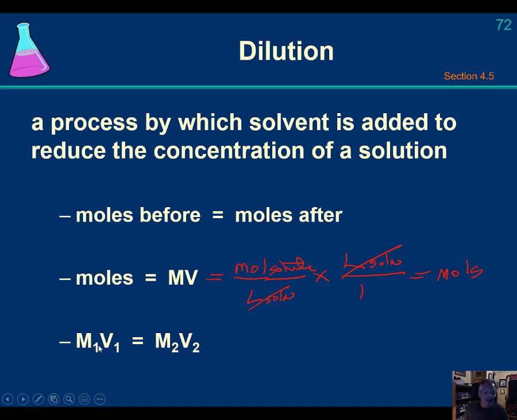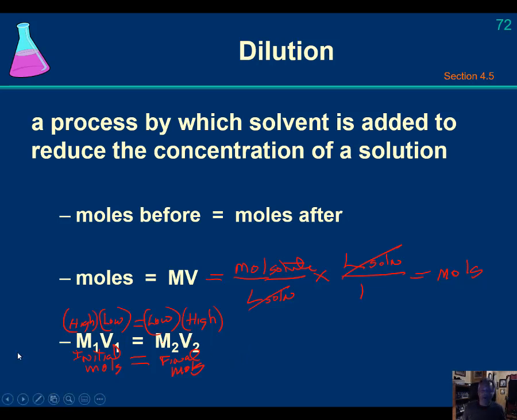So moles before equals moles after, and that gives us this equation. The initial concentration times the initial volume will equal the final concentration times the final volume. And what you want to remember here is that this is a high concentration times a low volume, which is going to be equal to a low concentration times a high volume. And the moles in this case equals the number of moles final. And these are equal to each other because the high concentration times the low volume is equal to the low concentration times the high volume.